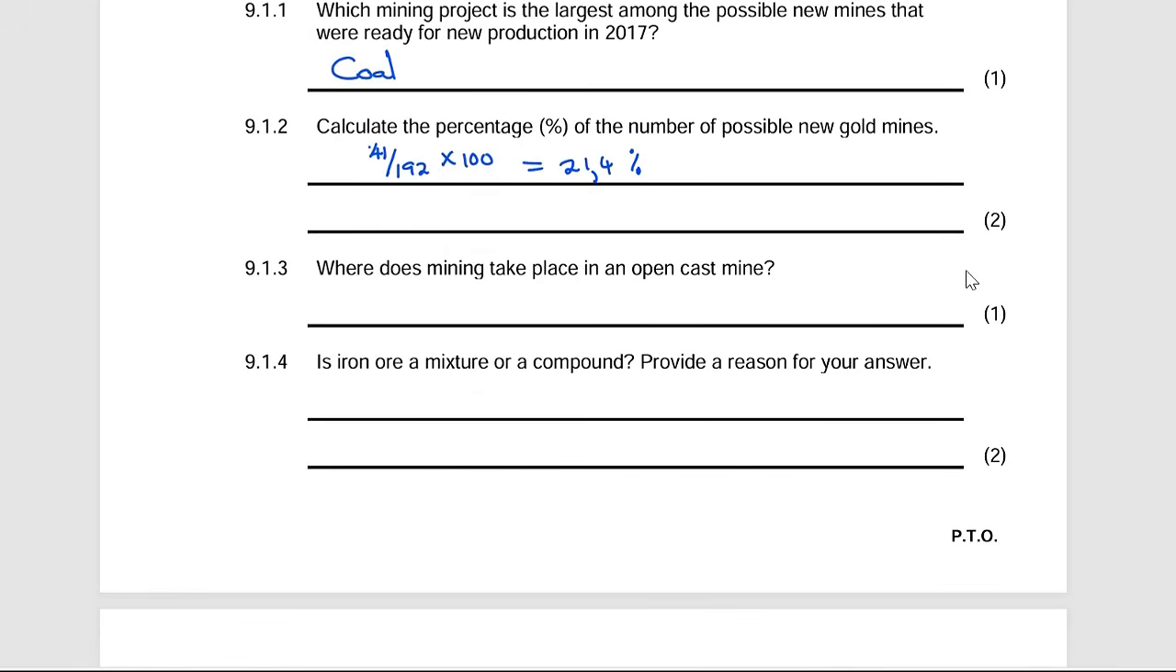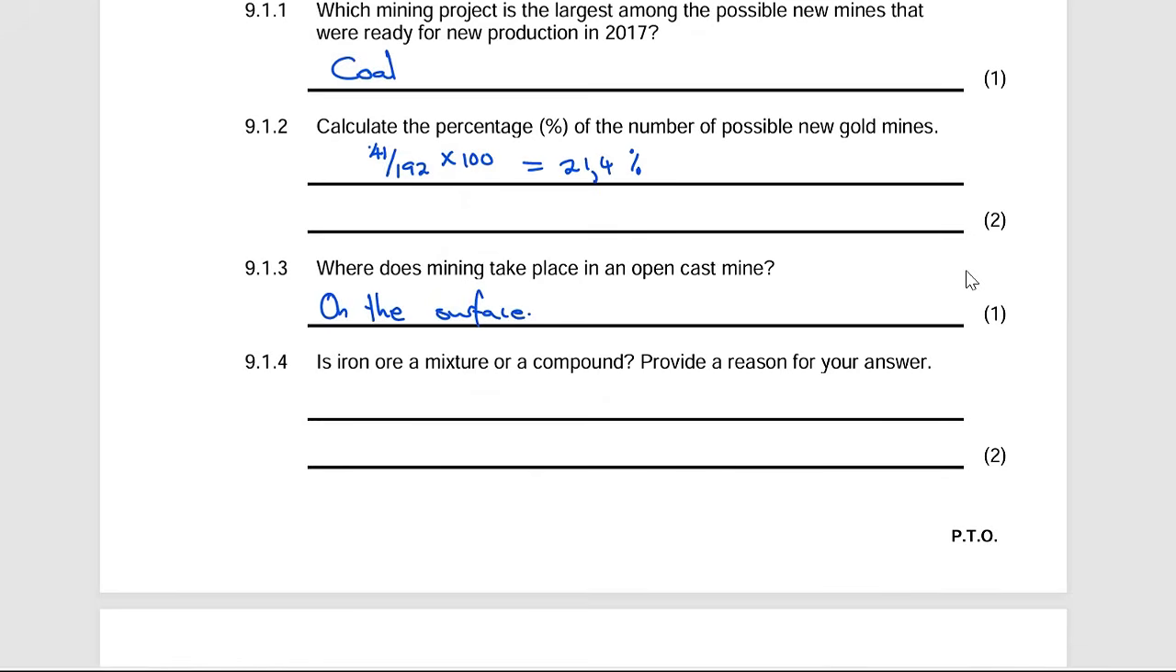It says, where does mining take place in an open cast mine? So it has to be on the surface. If it's open cast, it means it's on the surface, because it's open cast.